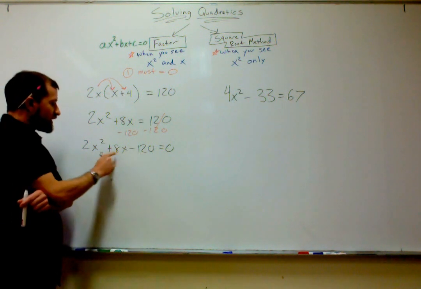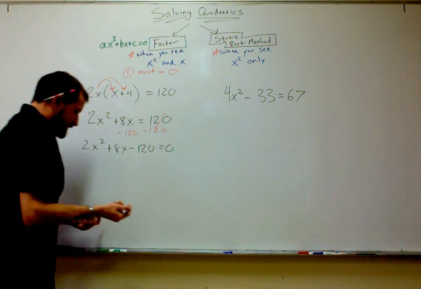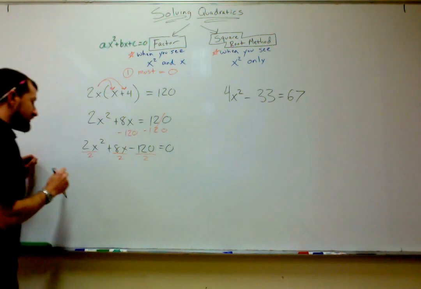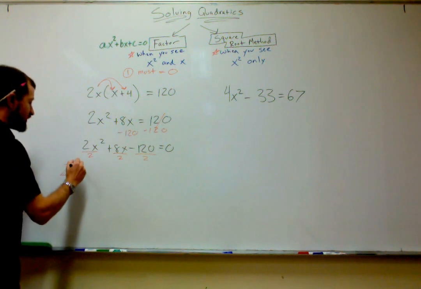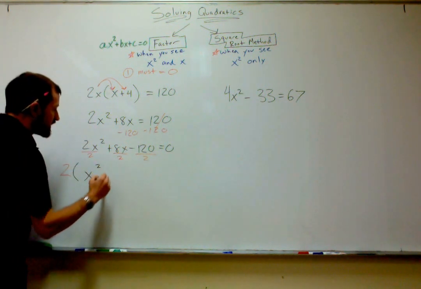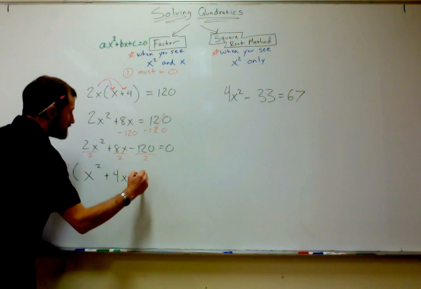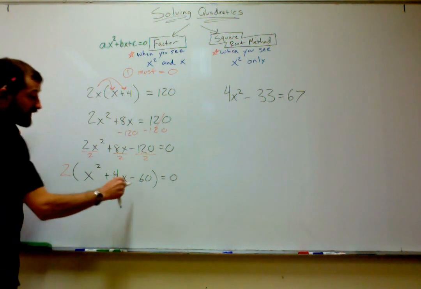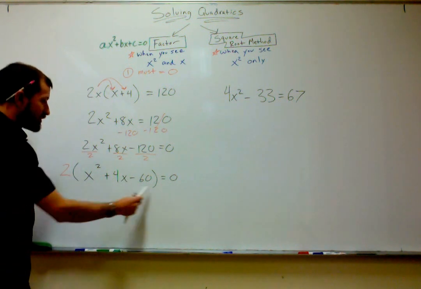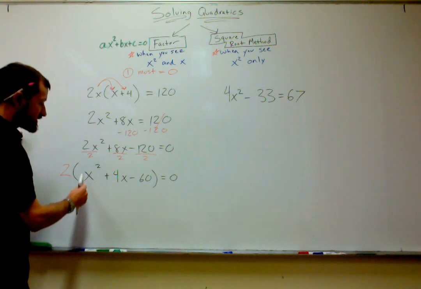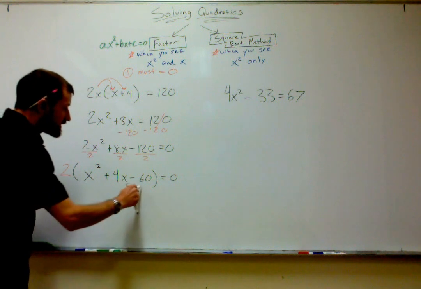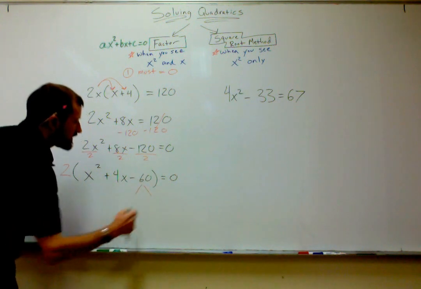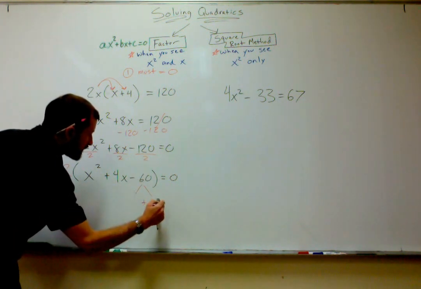But I do notice these are all even. So let me go ahead and factor out a 2. If I divide all of these terms by 2, and factor a 2 outside, reverse distribute, I get x squared plus 4x minus 60 equals 0. And now I can just factor this. Notice inside the parentheses here, the coefficient on x squared is just 1, so we can use our shortcut. Let's find two numbers that multiply to negative 60, that also add to positive 4.